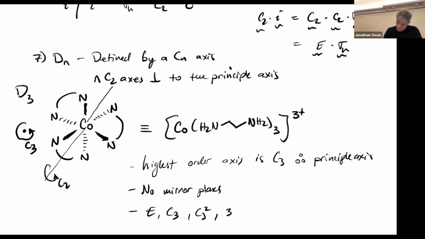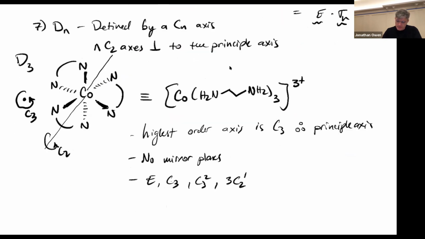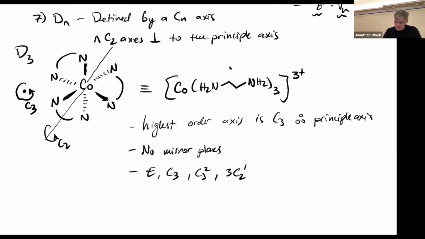And we have 3 C2 axes perpendicular to Cn. And those C2 axes, which are perpendicular to Cn, are going to be given a prime designation, C2 prime. The perpendicular axes are given the prime designation. And there are 3 of them. So I count 1, 2, 3, 4, 5, 6. h equals 6.